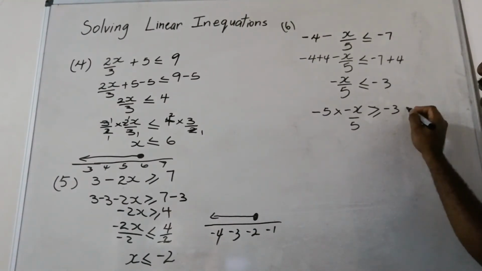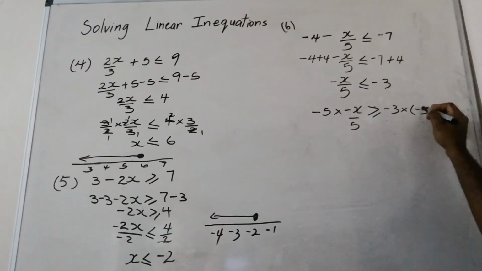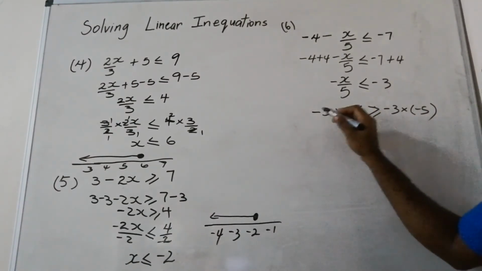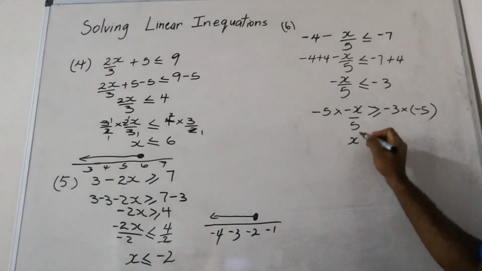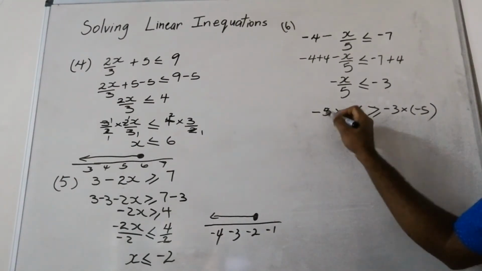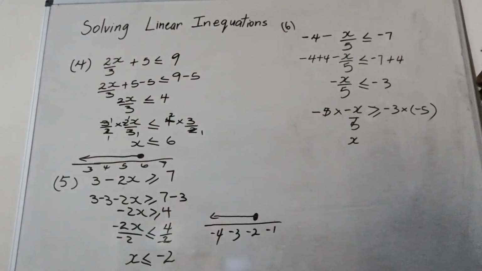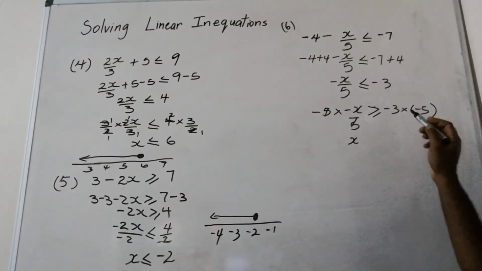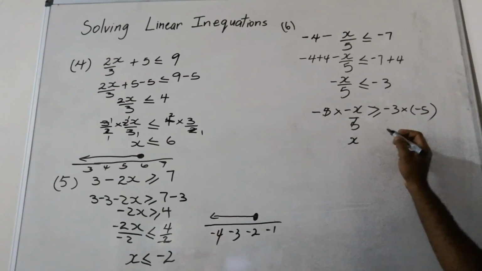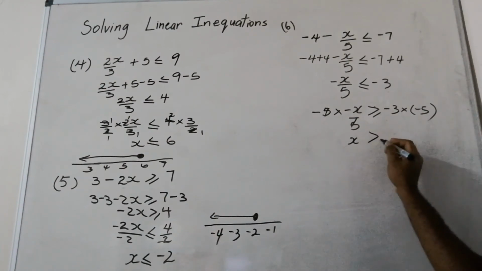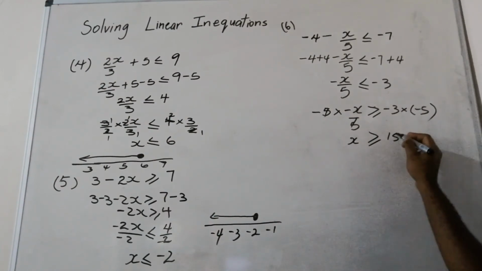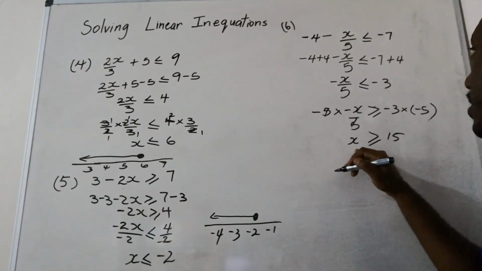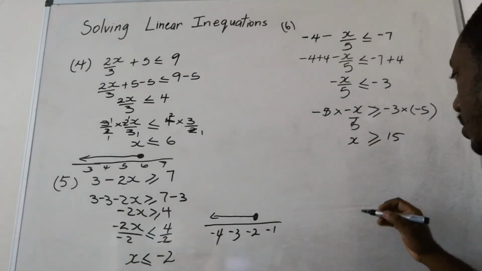Minus 3 times minus 5. Right? The sign changes direction. So what happens? This will become x, because 5 into 5, 1. Negative times a negative will give me a positive. And then minus 3 times minus 5 will give me positive 15. So x is more than or equal to positive 15.